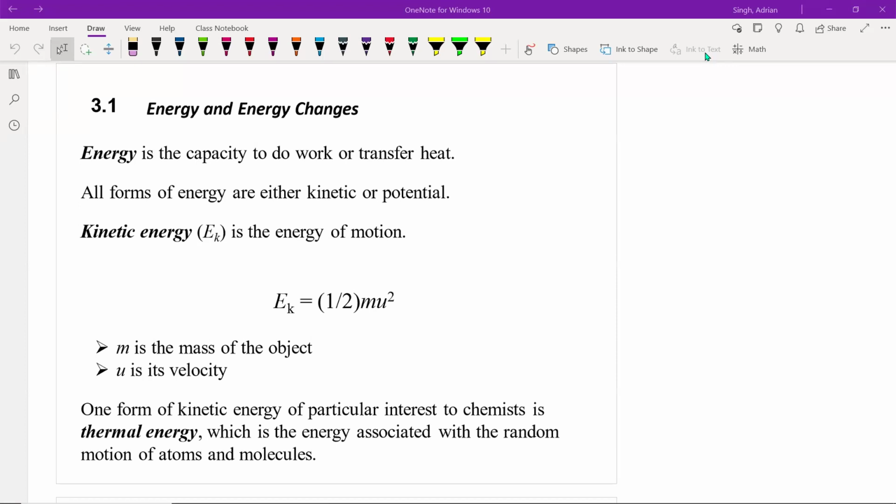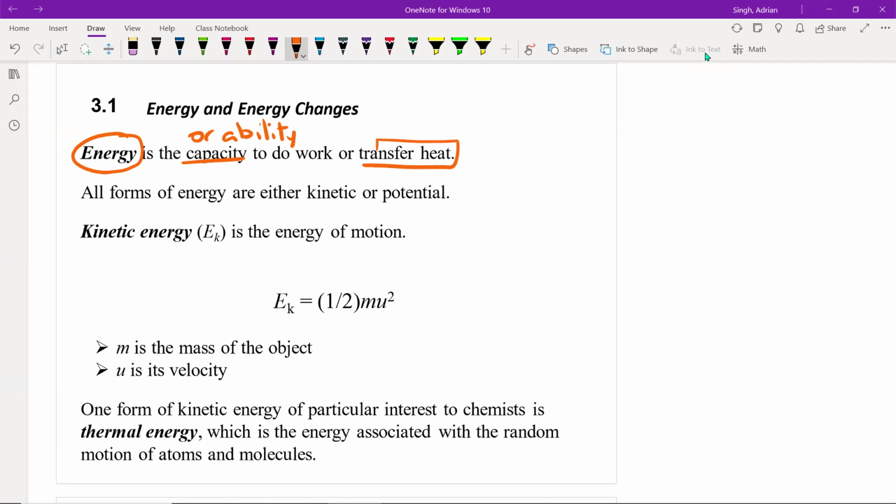So, when we defined chemistry early on, we said that chemistry is the study of matter, the changes that matter undergoes, as well as the energy associated with those changes. So let's first of all take a look at what energy is. We can define energy as simply the capacity or the ability to do work or transfer heat. If you just think of it in a general sense, if you have a lot of energy, you can do a lot of work. And in the case of chemical reactions, we're also looking at that in the transfer of heat.